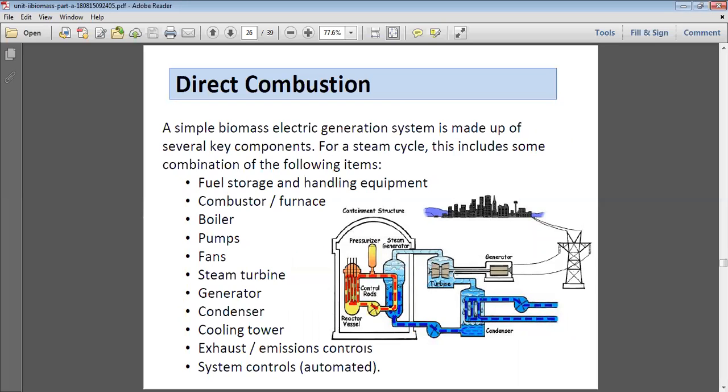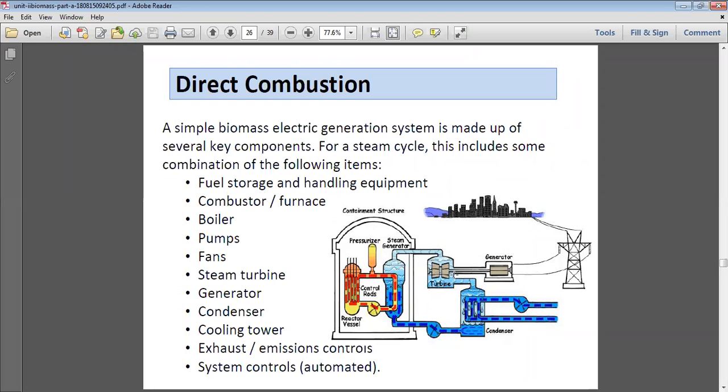Now what is direct combustion? If we see, a simple biomass electric generation system is made up of several key components. So what are the components for this? For the steam cycle, this includes some combination of the following items. So this is cogeneration with the steam cycle.